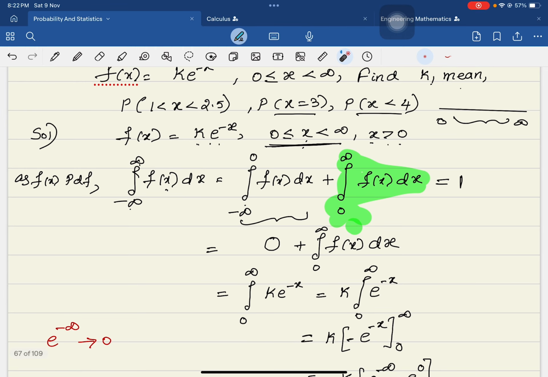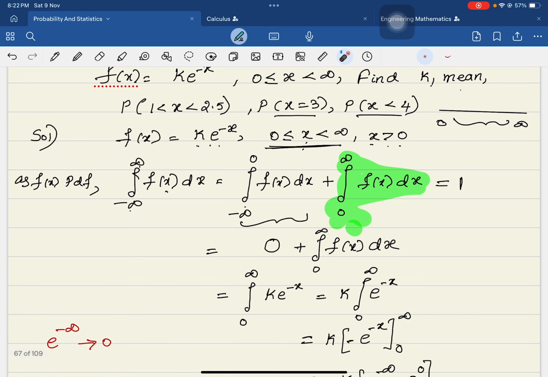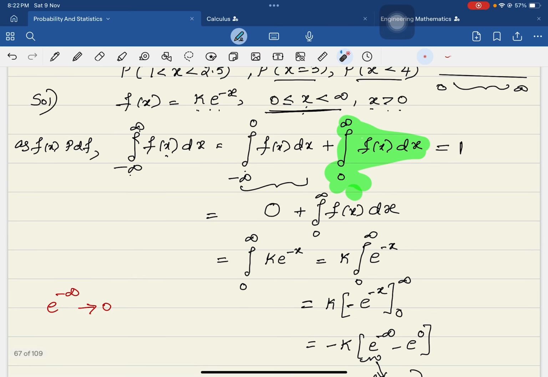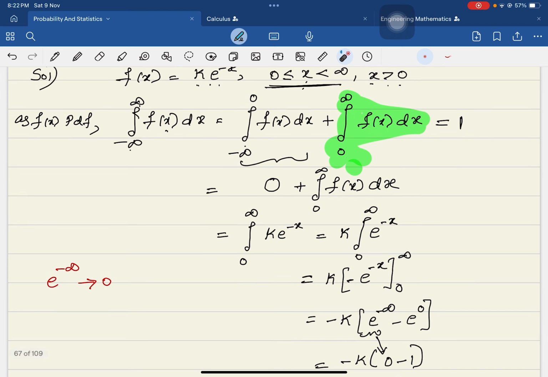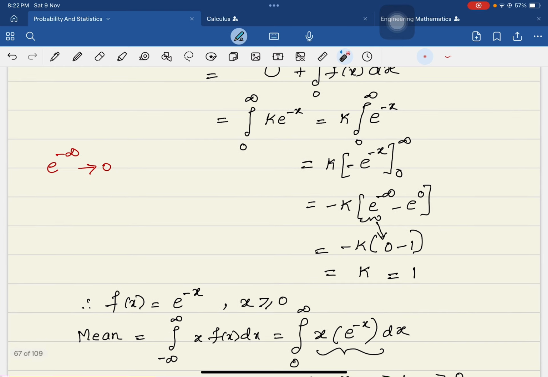Now the integral from 0 to infinity of f of x dx is k times e power minus x. Take k outside and integrate e power minus x. Remember, e power minus infinity approaches 0. So it is minus k times the upper limit e power minus infinity minus e power 0. When I apply the upper limit it becomes 0, and e power 0 is 1. So minus k times minus 1 is k, and this whole value is equal to 1. Therefore, the value of k is equal to 1.